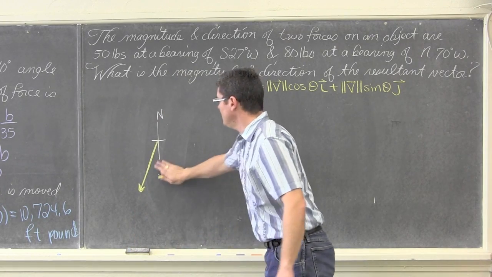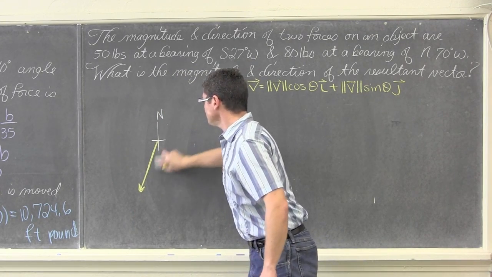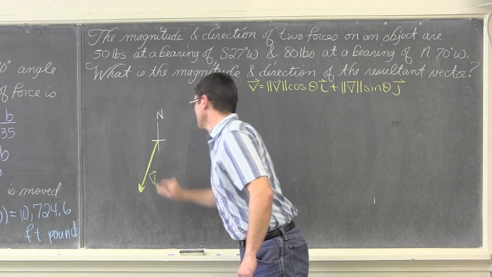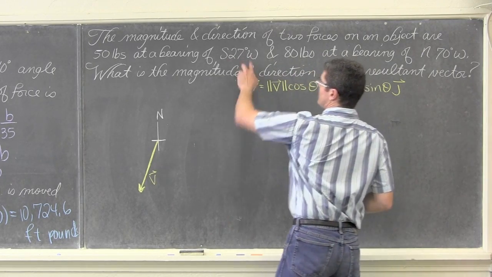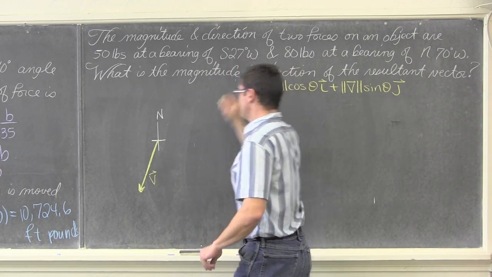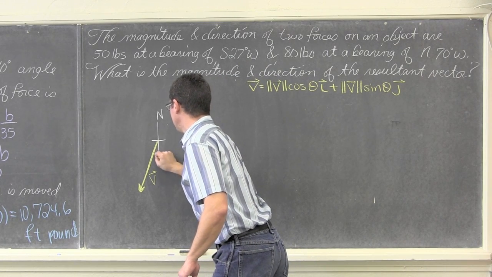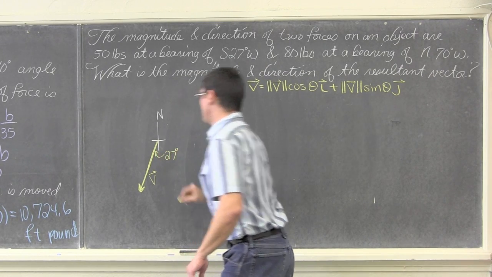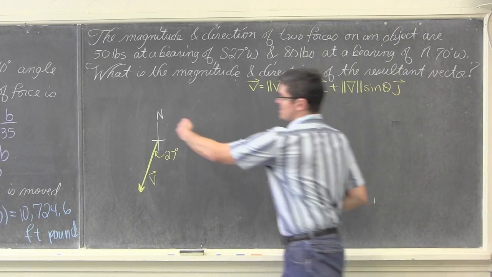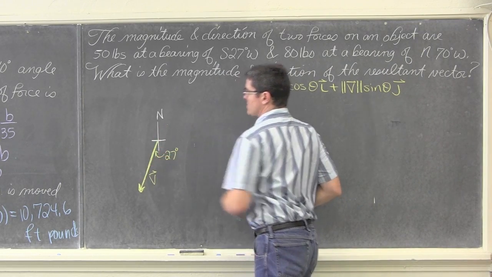Now that's going to be vector V. It is south 27 degrees west. So there's a little angle in here of 27 degrees. So that's south 27 degrees west.